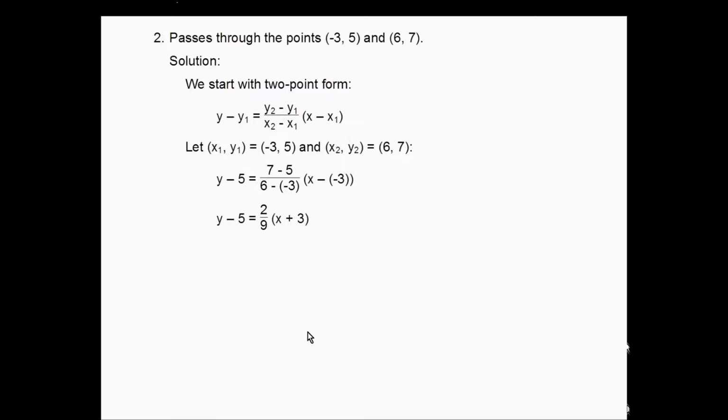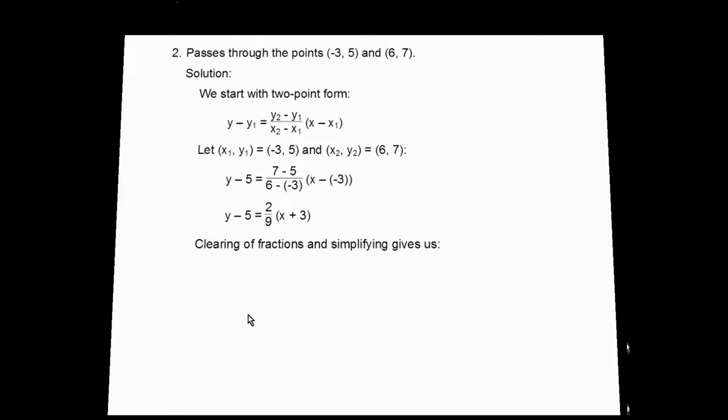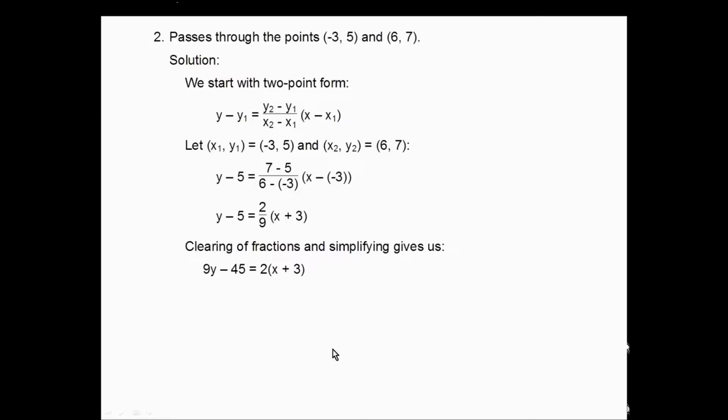If I do the problem in order, part A was to get the general form. So remember, general form did not allow fractions. So if I'm going to do part A first, I'm going to multiply everything by 9 to get rid of the fraction. Now remember, when you're clearing fractions, don't go inside the parentheses. So I'm going to get 9y minus 45 is equal to 2 times x plus 3. Multiply everybody by 9, except don't go inside the parentheses. Okay, now I have to distribute the 2. 9y minus 45 is equal to 2x plus 6.